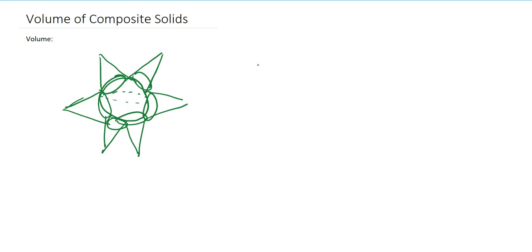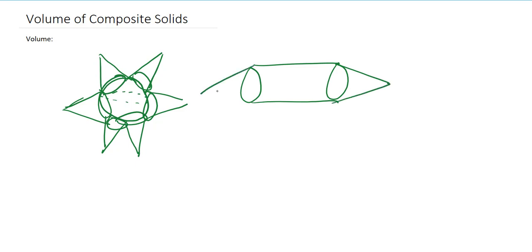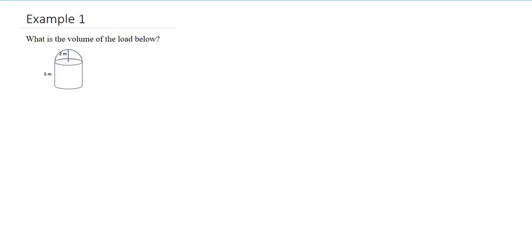Or you could say maybe you had a cylinder, but then maybe it had a cone on the sides. Or they had spheres. You could have all these different things. So let's look at the example. Example 1: what is the volume of the solid below?